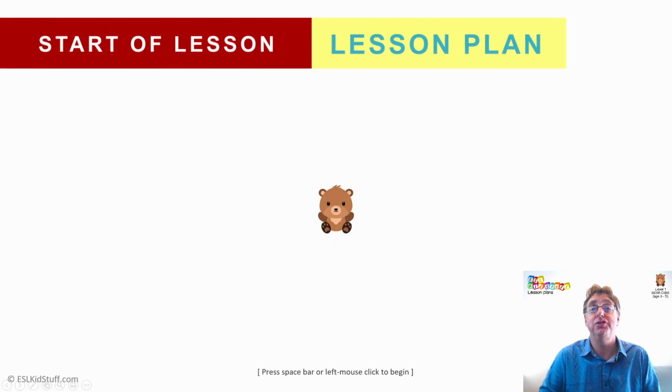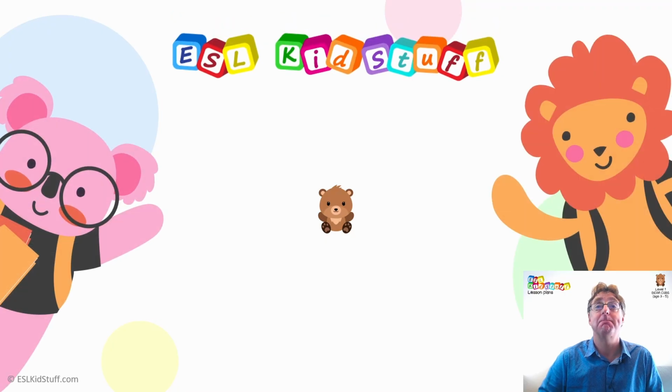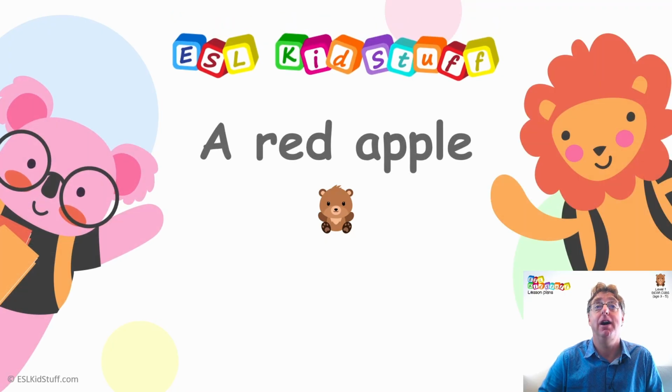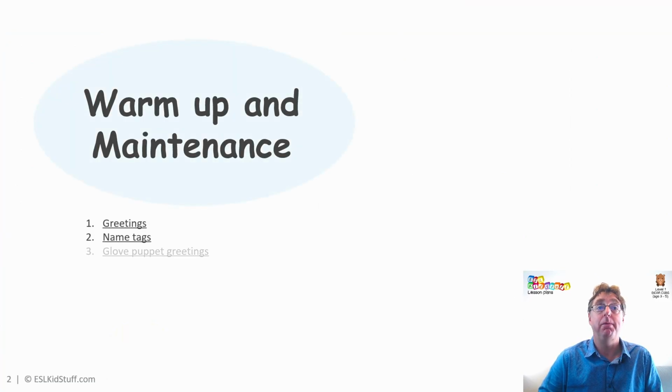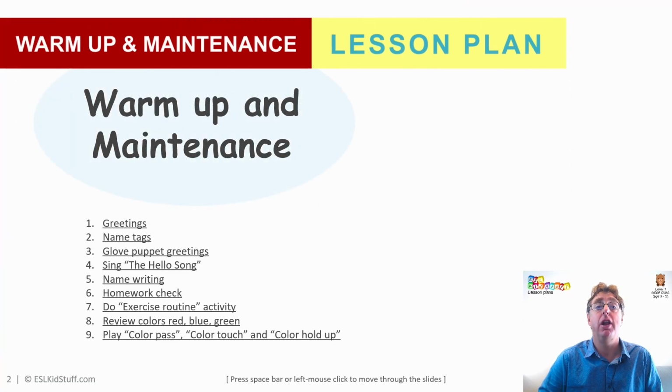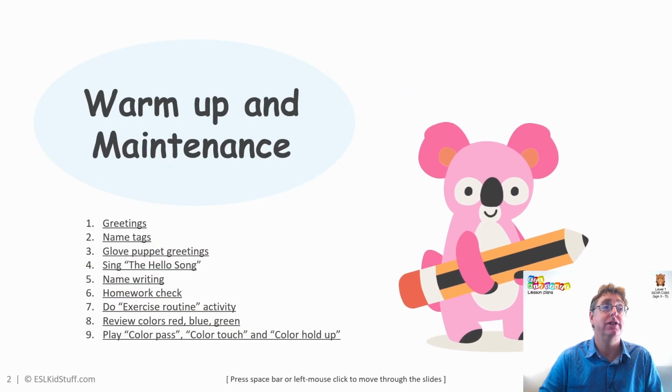Okay, so this is what the students will see when they come into your classroom. And then to get the lesson started, just press the space bar. And up pops the lesson title, a red apple. And usually from the lesson titles, these are structures and vocabulary that we learn within that lesson. Okay, warm up and maintenance. It's a bit longer than last week because we're including review activities that we practiced in class last week.